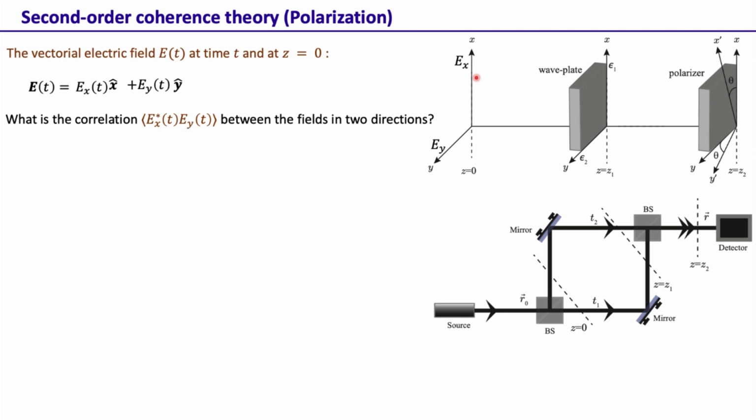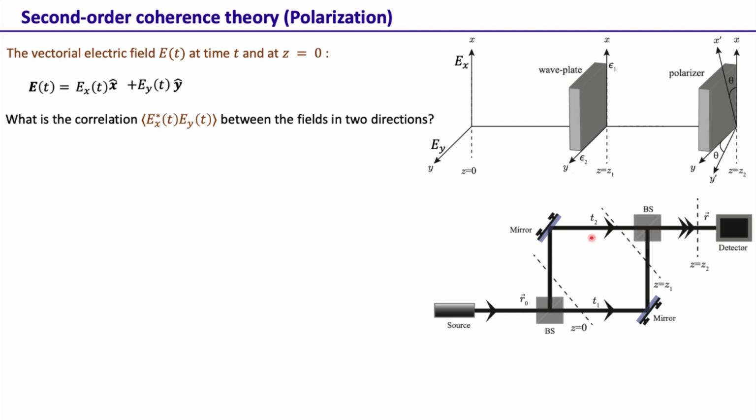So here we start with these two fields Ex, Ey. Now, as in the case of time, we introduce a delay T1 through this arm and a delay T2 through this arm, so two different delays. An equivalent of that is we put a wave plate. A wave plate is a device that introduces different phase shifts to different polarizations. For example, for this Ex vertical polarization, it introduces a phase shift epsilon 1, and for Y polarization, it introduces a phase shift epsilon 2.